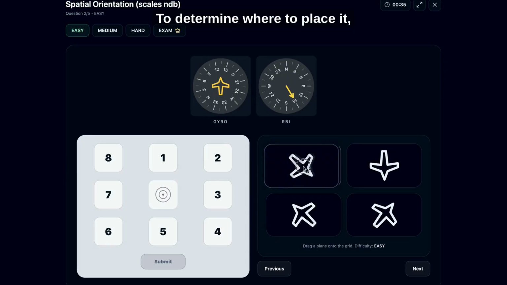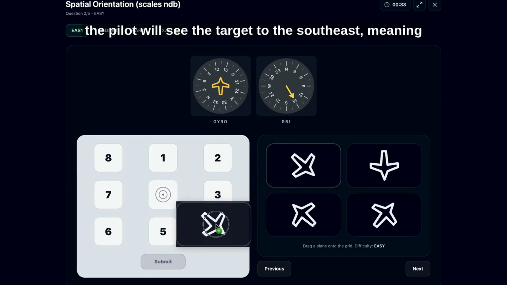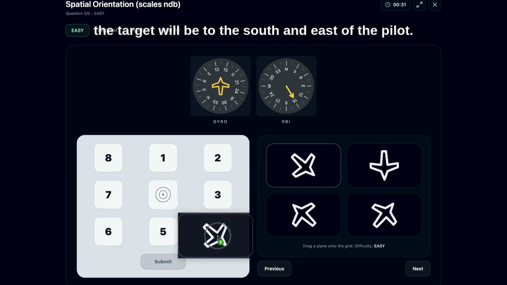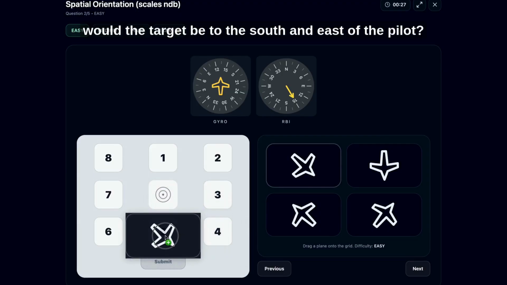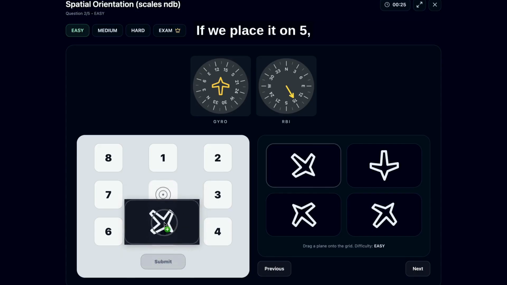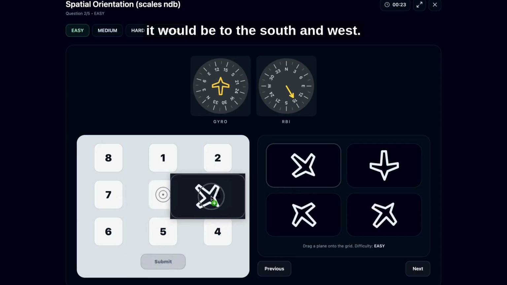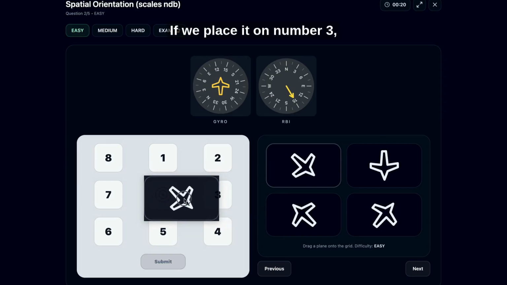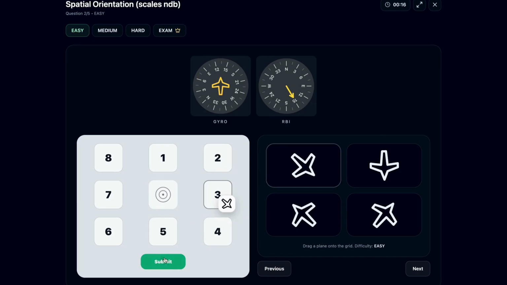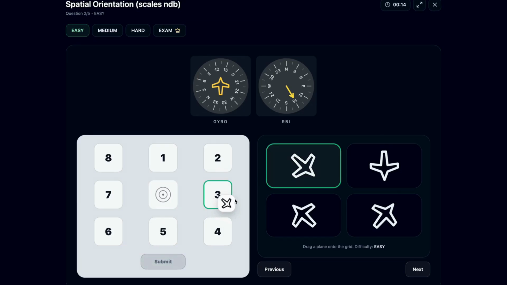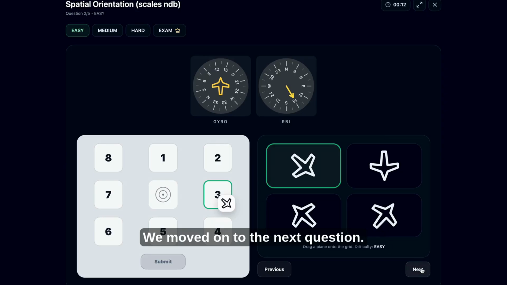To determine where to place it, the pilot will see the target to the southeast, meaning the target will be to the south and east of the pilot. In which position would the target be to the south and east of the pilot? If we place it on 5, it would be to the south and west. If we place it on number 3, it would be to the south and east. We mark it. Correct answer.